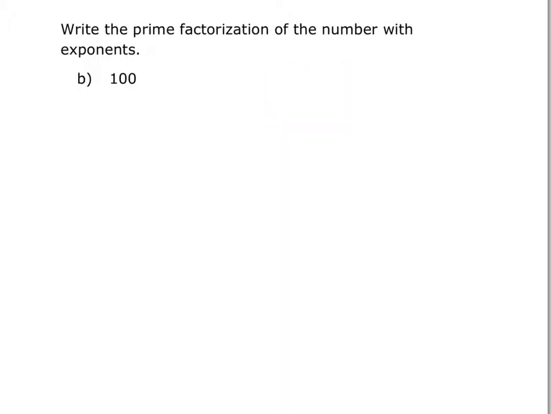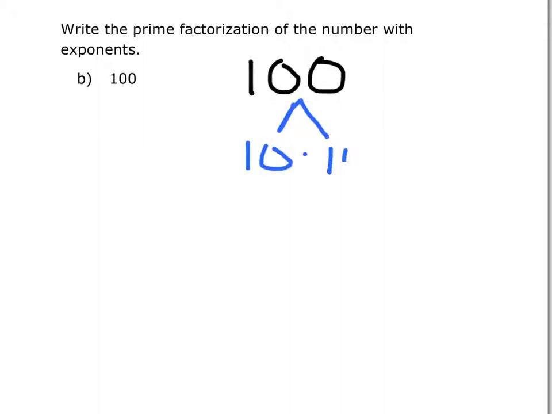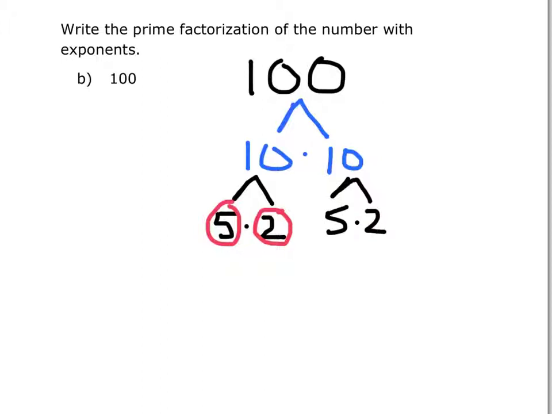Okay, same idea here. We want to use the prime factorization of 100, but we want to write it using exponents. So once again, let's use the tree. You can use any fact you want for 100. Okay, I'm going to use 10 times 10. 10 is not prime, so I can make branches off of both of those. So 10 is the same thing as 5 times 2. Okay, both of those are prime, so I'm going to circle them because I know I can stop with those. And this other 10 is going to be 5 times 2. Okay, and that's what I have.